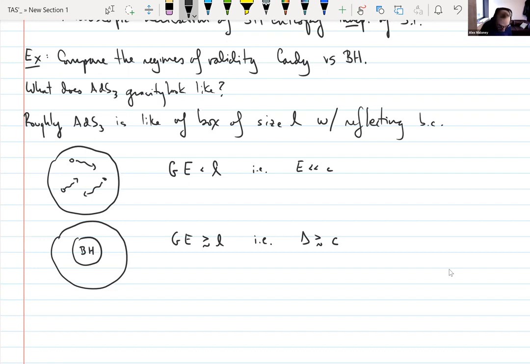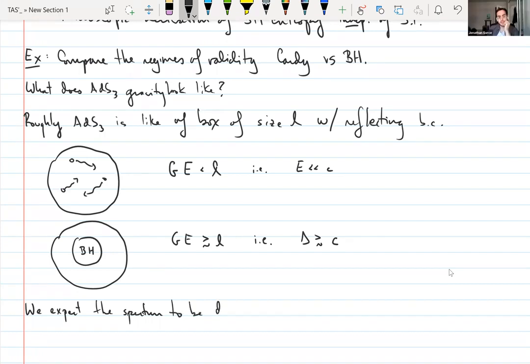And finally, of course, because physics in a box is discrete, if you take any quantum theory in a system of finite size, then the spectrum is going to be discrete. And so we expect in the full quantum theory, the spectrum to be discrete.